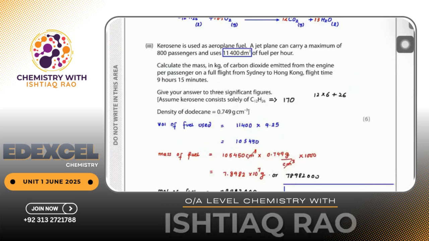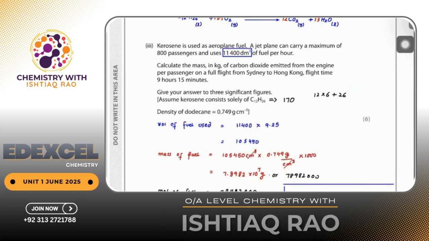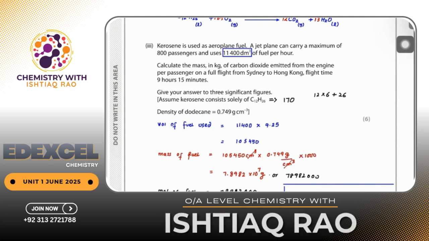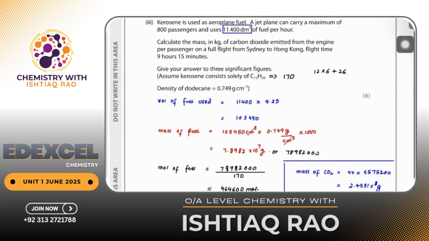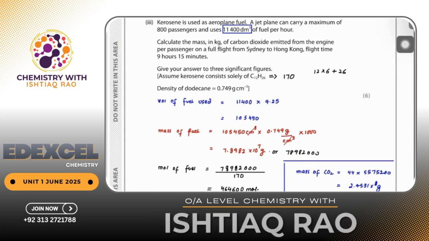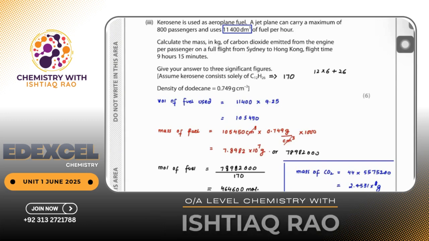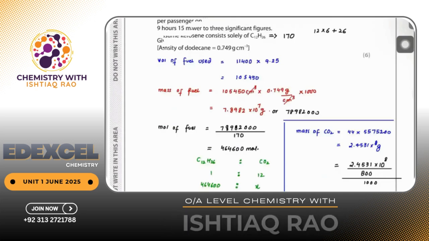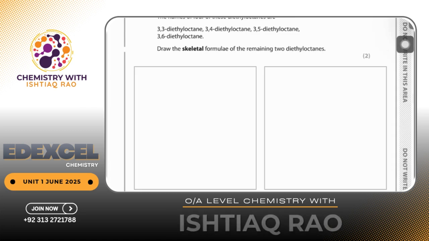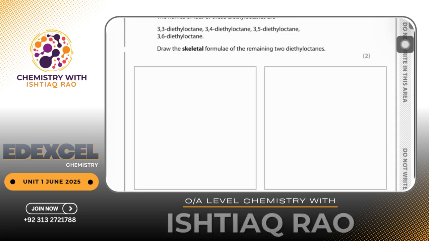So it will take your time, but of course, in the same paper, you will see some questions which would be very easy and take a very minimum amount of time. So the time would be balanced. Don't worry about that. If we are doing this question, it would take a lot of time, but you will see other questions which would be very easy for you. Trust me, the paper is almost balanced.